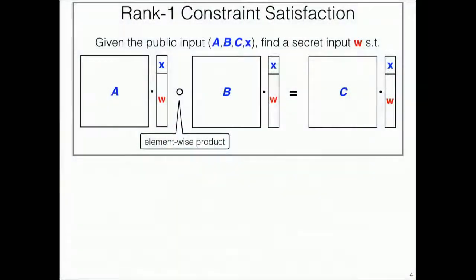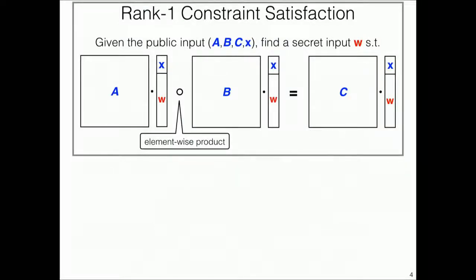And if you learn something technical from today's talk, I'll be happy about that, okay? So rank 1 constraint satisfaction is actually a very simple language. Here it is. I'm going to define it for you in a little box. It says, let me give you 3 matrices, A, B, C, and some public input X.